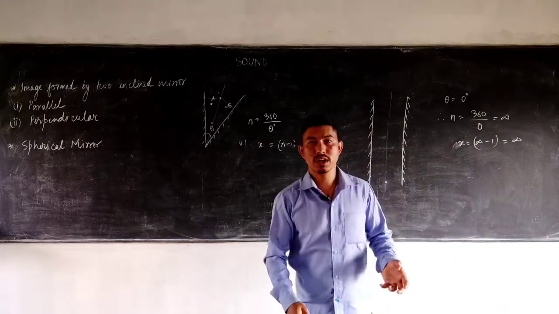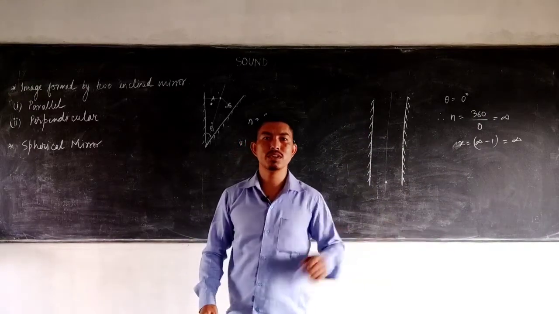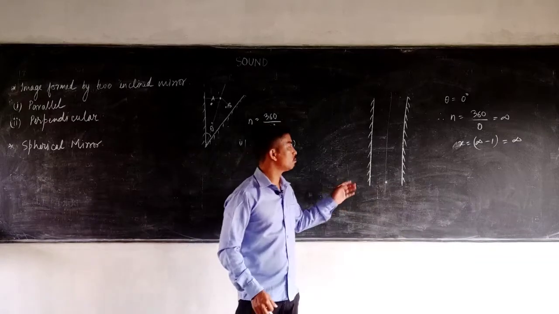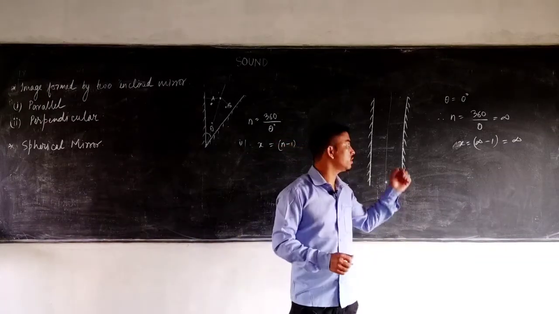From a large number, if you take out 1, the number is still large. For example, from the ocean, if you take one glass of water, what happens? The ocean still remains the same. So the number of images formed when the two mirrors are kept parallel to one another is infinite.